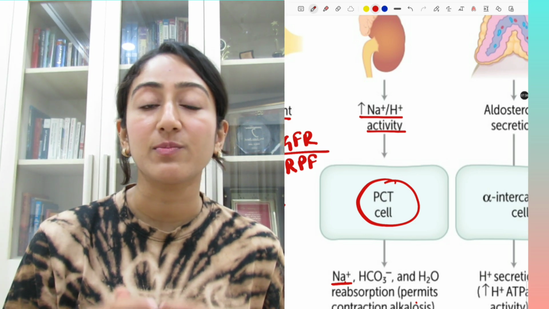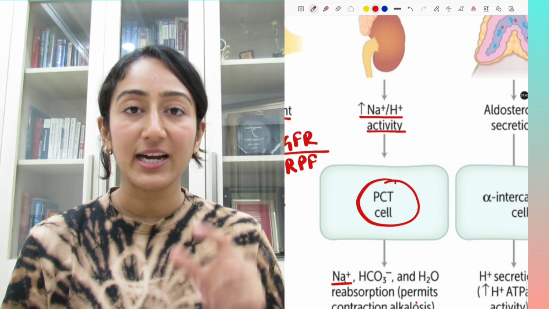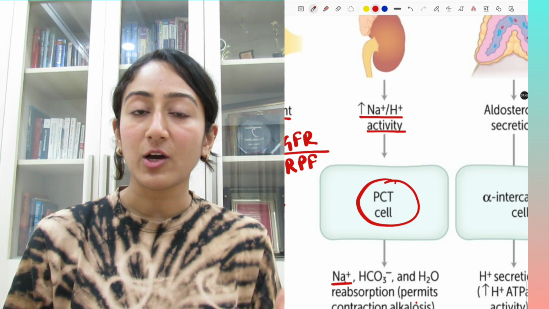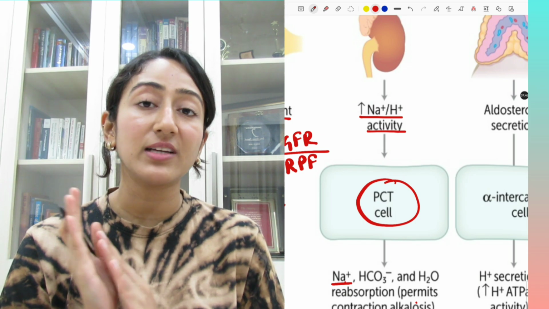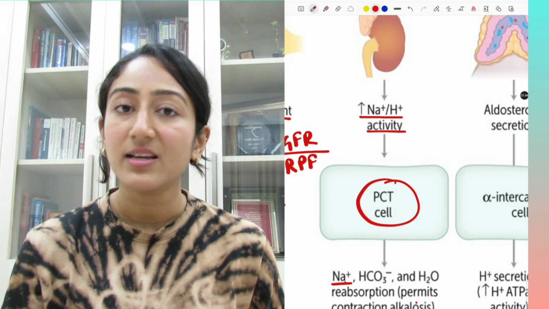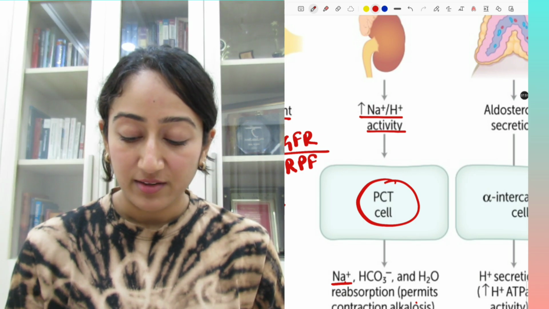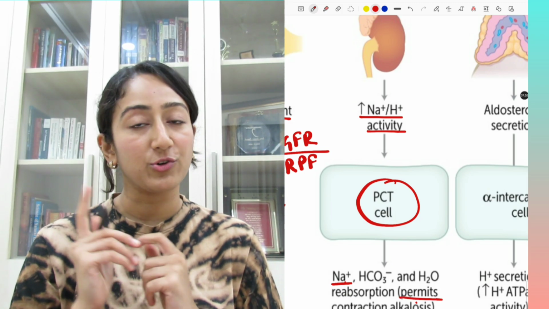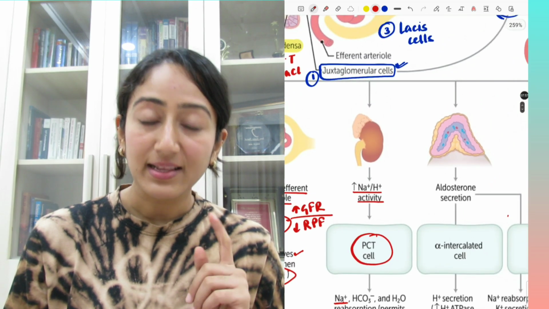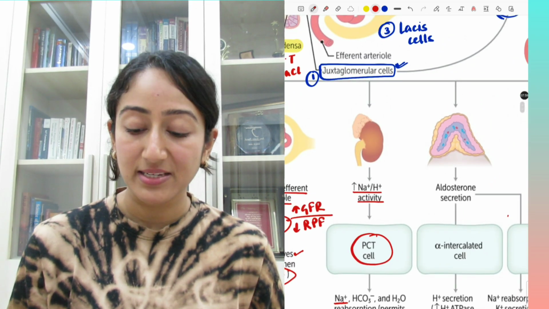And yes, of course, in return we are causing hydrogen ion excretion. Now hydrogen is basically an acid, right? So whenever the hydrogen ion in the body decreases, it is going to lead to alkalosis, right? So it basically produces contraction alkalosis, which is what I want you to remember. That is how angiotensin 2 acts on the PCT cell.